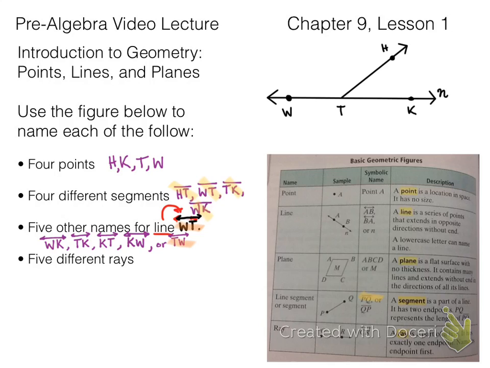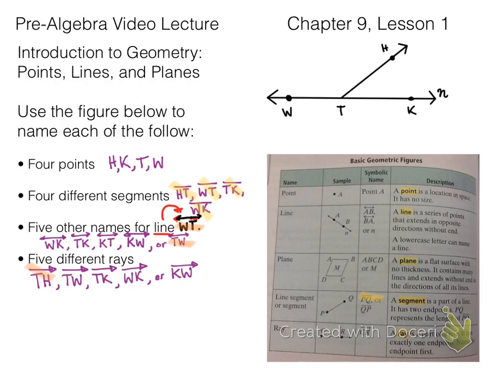All right, speaking of rays, let's find 5 different rays. Well, again, as long as I'm starting at a point and going through another point that actually continues, we can do this. So let's look at the first one. The first one is TH. It starts at T and goes through H. All right, that is a ray, and I've even shown it's a ray because of the symbol right there.